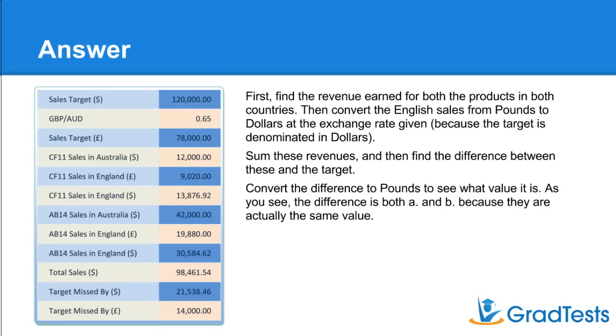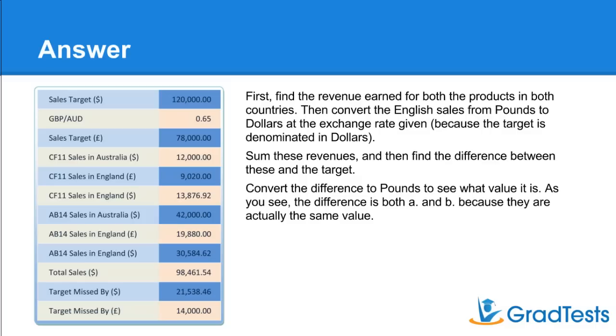And then for AB14, the sales in Australia were $42,000. We don't have to do anything there because it's already in dollars. And then converting the British pounds amount, we just again divide the 19,880 by 0.65, and that gives us the $30,000. So then sum up all these amounts. We've got the 12,000, the 13,000, the 19,000, and the 12,000, the 13,000, the 42,000, and the 30,000. That gives you the 98k Australian dollars in total.